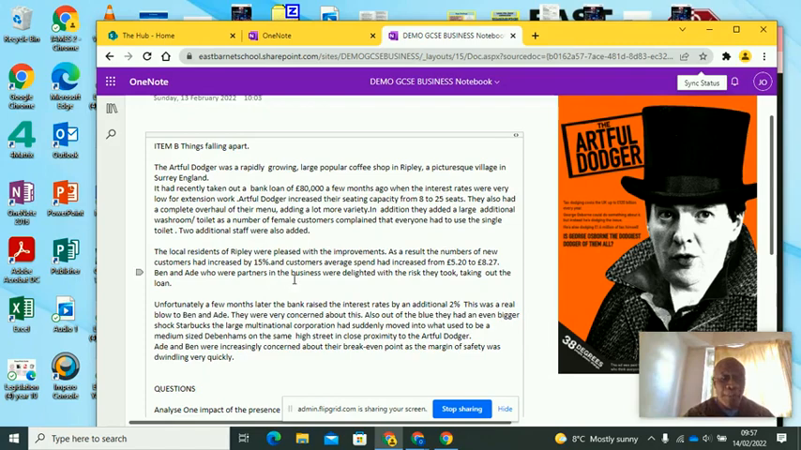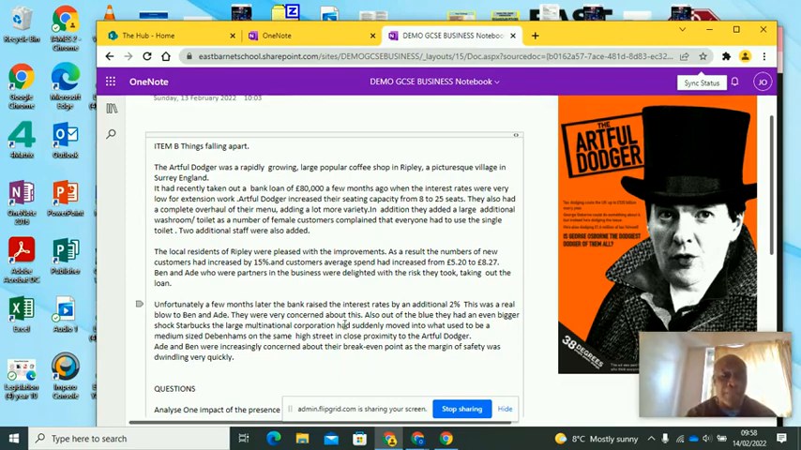Okay, the local residents were pleased with the improvements. As a result, the number of new customers had increased by 15%. Wow. And customers' average spend had increased from £5.20 to £8.27. Underline all these key things, a lot of key things here. Ben and Addie, who were partners in the business, were delighted with the risk they took taking out the loans. Everything has worked out really well for them, okay? The business is booming. Things are going well, okay?